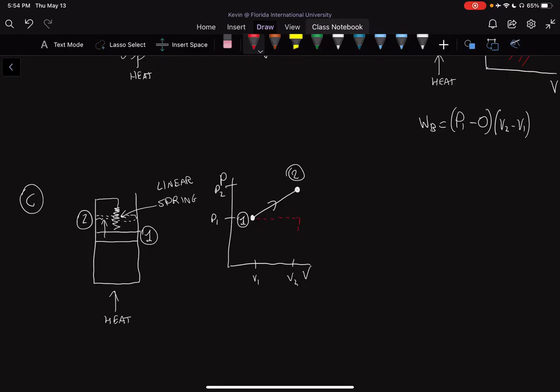So what we're going to have is the area under this square plus the area under this triangle. So we're going to have this area added to this area right here, and we're just going to add them together. And the equation for this area is actually work boundary is equal to 1/2 (P1 plus P2) multiplied by (V2 minus V1). You can also do it with a triangle first and then the square. You'll come out to the same simplified equation.